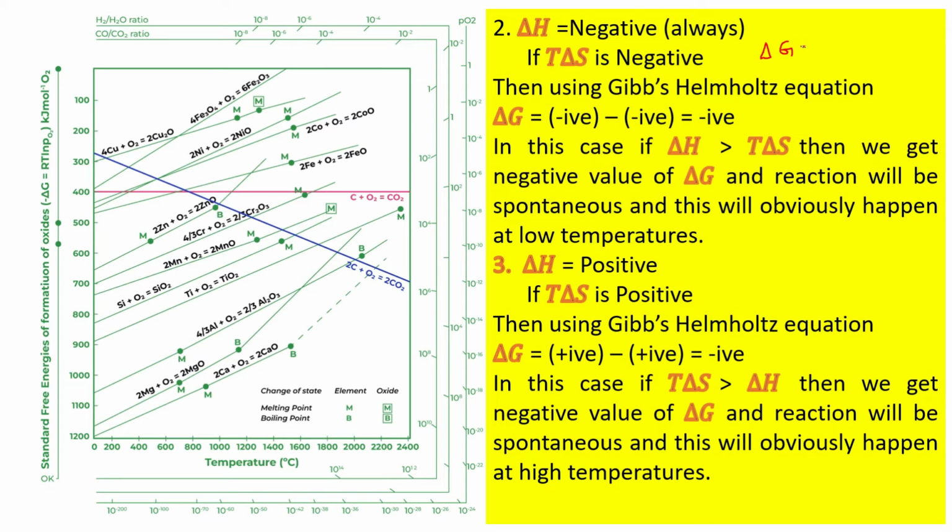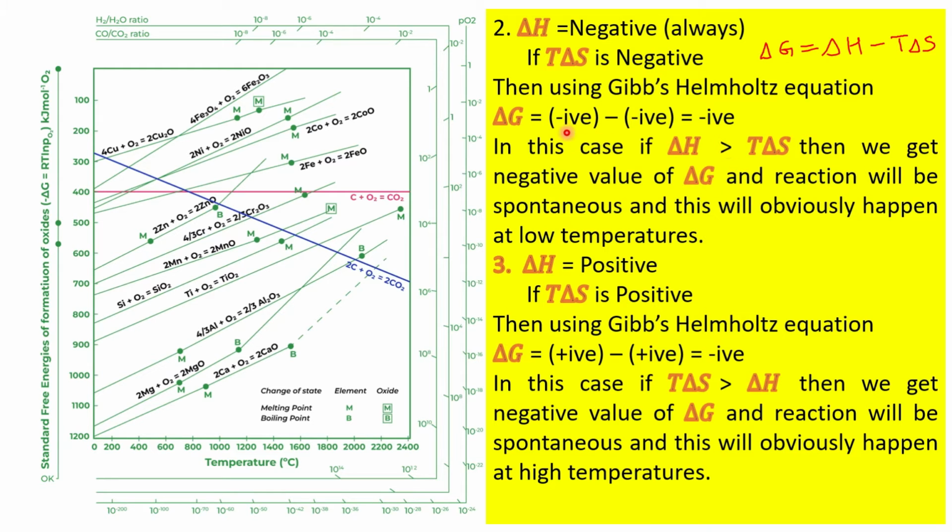Delta G equals delta H minus T delta S, right? This is the general behavior. Here you can see in the second case, this is the negative value. Now suppose this delta H is greater than T delta S. What is the meaning of that?